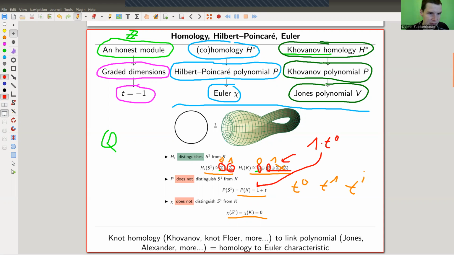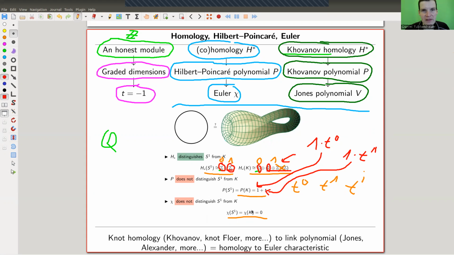That's my coefficient here, and I have dimension 1 in degree 1, and it's 1 times t to the 1, and this is my coefficient here. And what I get is a polynomial in t, and in this case, it's not strong enough anymore to distinguish the circle from the Klein bottle, but you could specialize it even further, namely t equals -1, and you get the classical invariant, the Euler characteristic of the corresponding space.